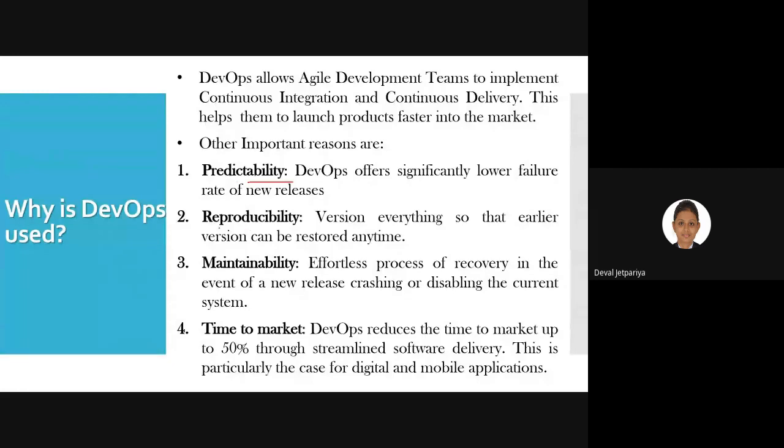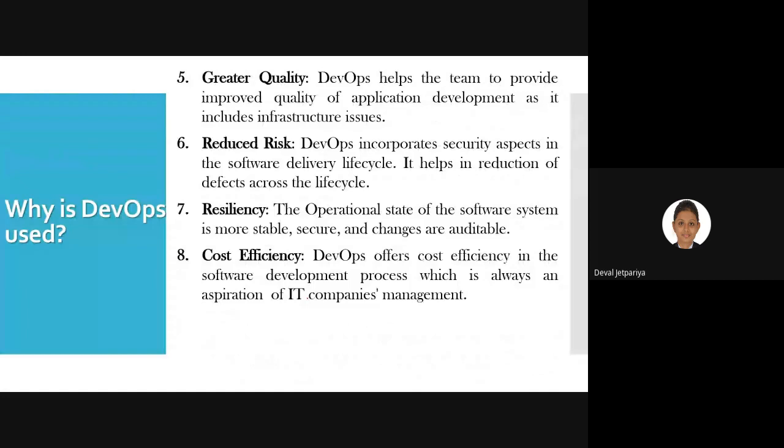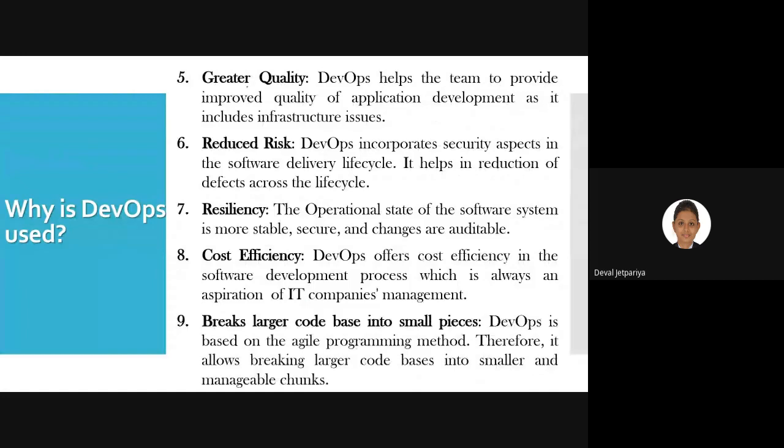After that, reproducibility, maintainability, time to market, greater quality, reduced risk, resiliency, cost efficiency, and breaking the larger code base into small pieces. So these 9 points you need to remember as a requirement of DevOps. First, just note it down.